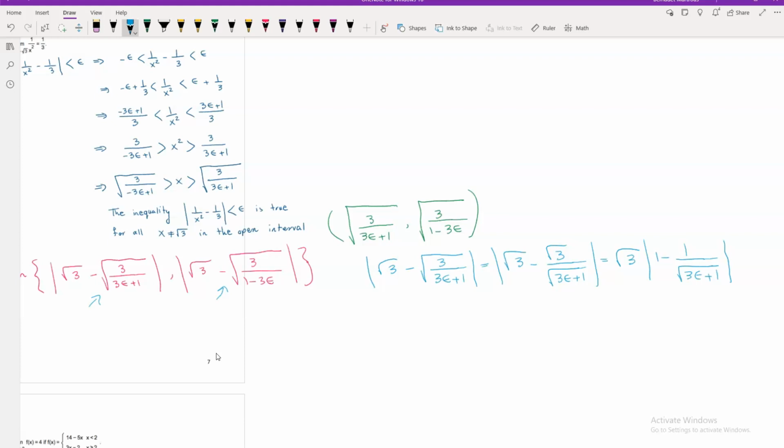Do the same thing for what we have here on the right side. Absolute value of square root of 3 minus square root of 3 divided by 1 minus 3 epsilon.